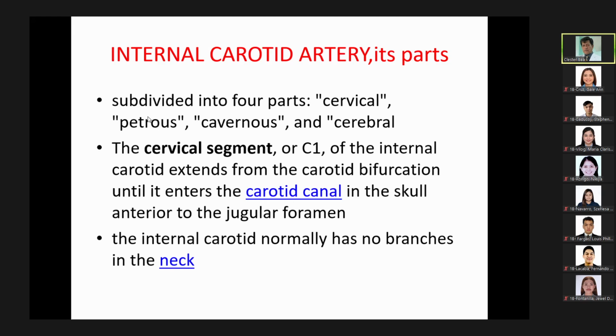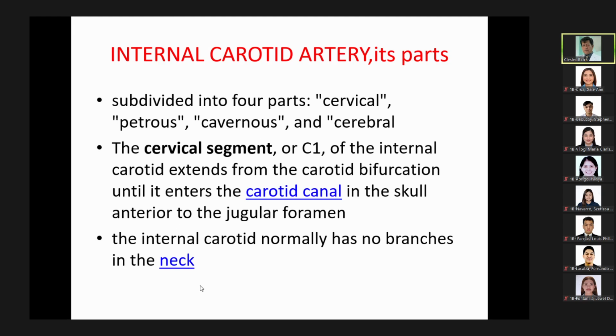Okay, as I started, the internal carotid artery is subdivided into 4 segments: cervical, petrous, cavernous, and cerebral portion. Now, the cervical segment is basically what we see at the level of your cervical vertebrae. From there, it will enter the carotid canal, which is at the base of the skull. Our concern mainly would be the cerebral segment of the internal carotid artery, from which will come the branches that will go mainly to the brain.